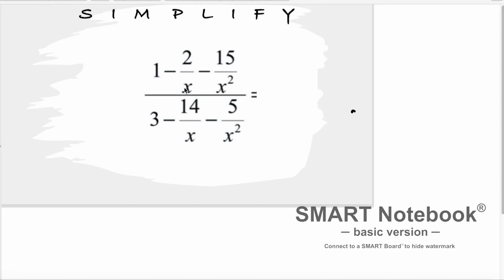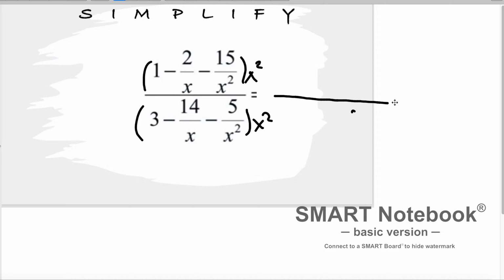A rational expression. First of all, we are going to multiply both sides by x squared. So in fact, the numerator and denominator by x squared. And when we are multiplying, we're going to have this scenario. x squared times 1 is x squared, minus 2 times x squared is 2x squared divided by x. And the third term is minus 15x squared divided by x squared.